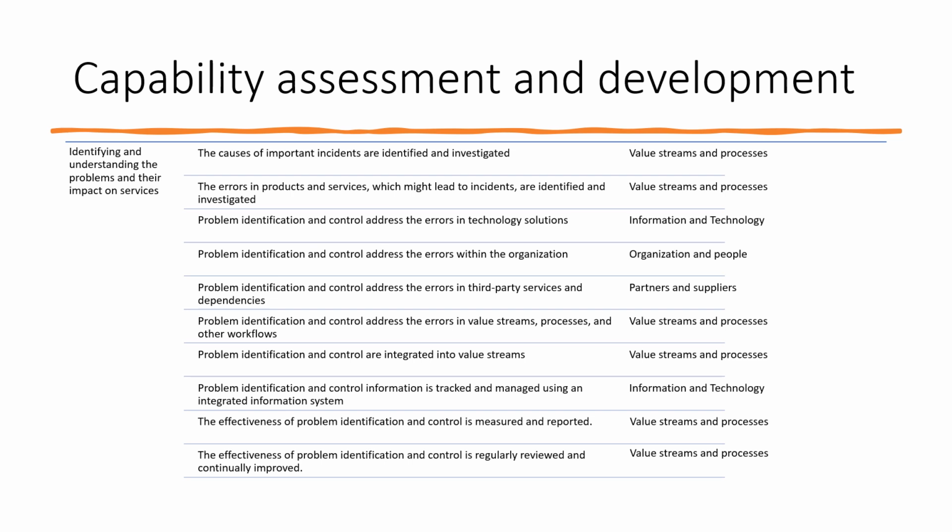For the second dimension, organization and people, we have one criterion. Problem identification and control address the errors within the organization.